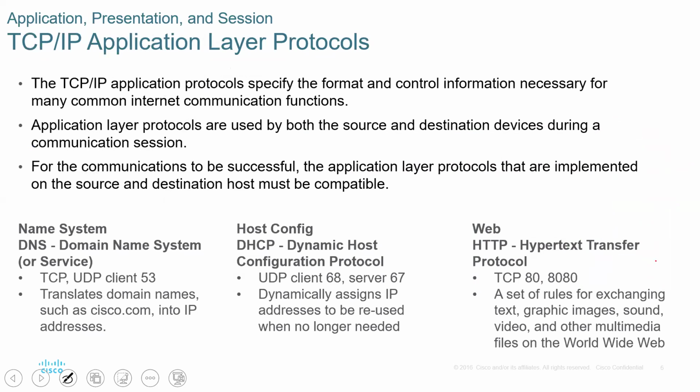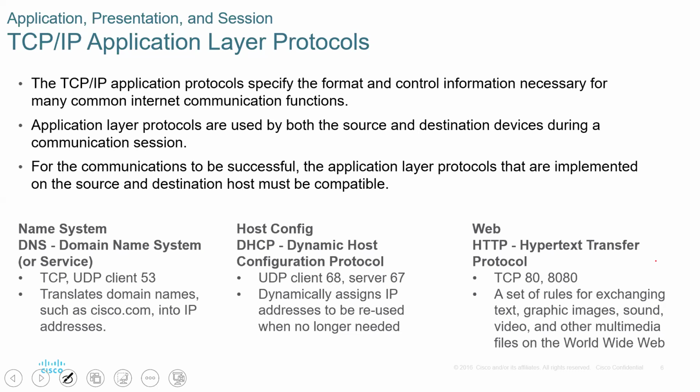The TCP/IP application protocols specify the format and control information necessary for many common internet communication functions. The application layer protocols are used by both the source and destination device during a communication session. So for communication to be successful, the application layer protocols that are implemented on the source and destination host have to be compatible. For instance, you have the DNS.